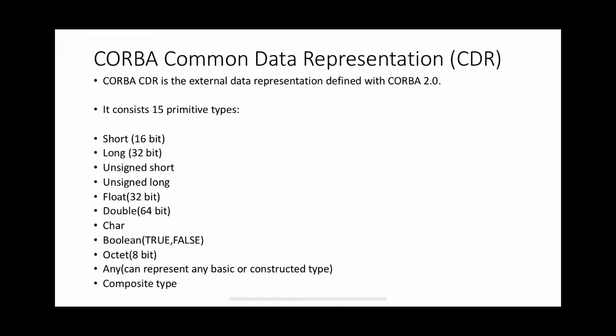Next we can see the CORBA standard in some more detail. CORBA's common data representation is defined by the CORBA 2.0 standard. Almost all the data types are covered in this representation, so any type can be represented using CORBA's external format. All primitive data types like short, long, and character can be represented, and composite types can also be represented using this CORBA standard. We can see how the composite data types are represented.